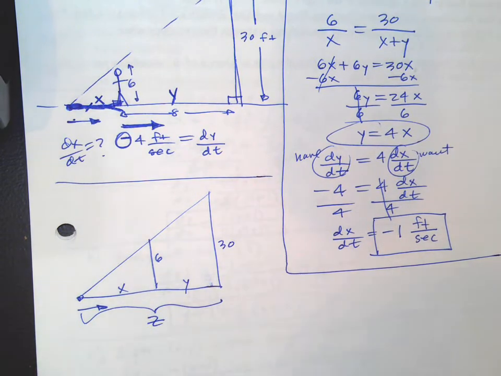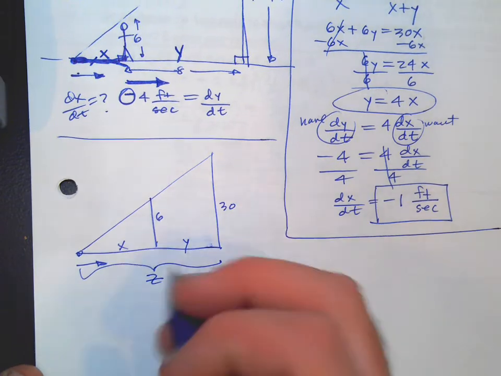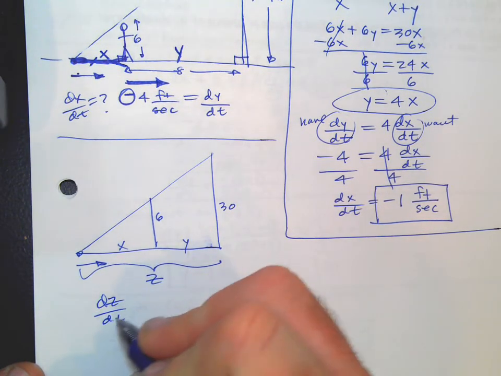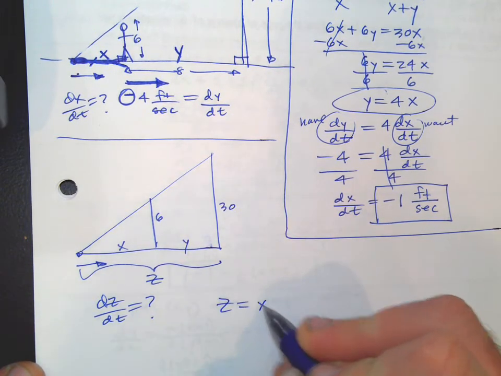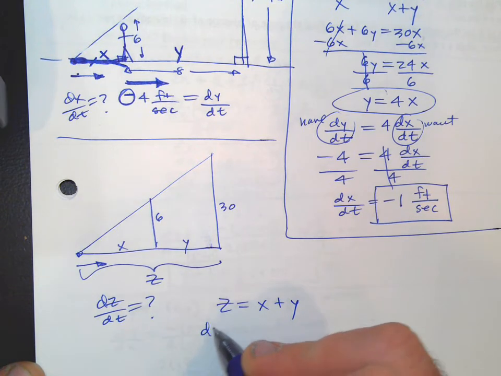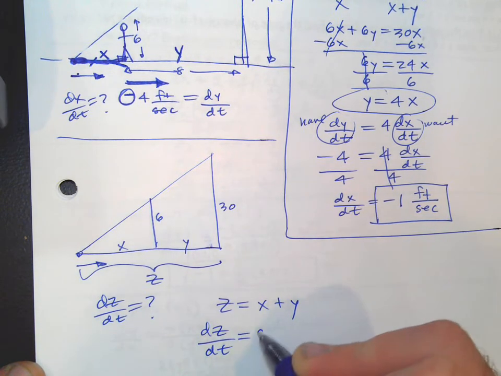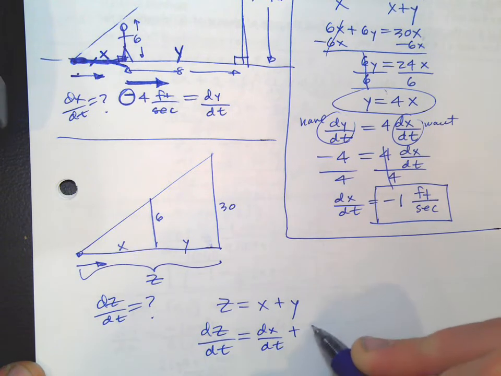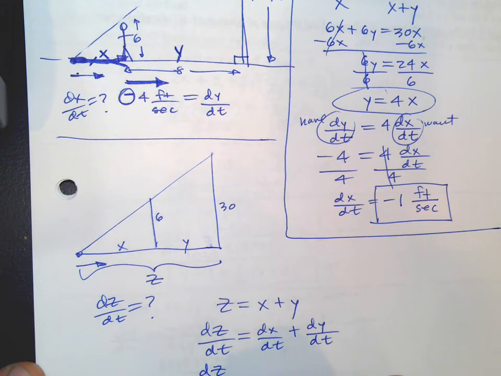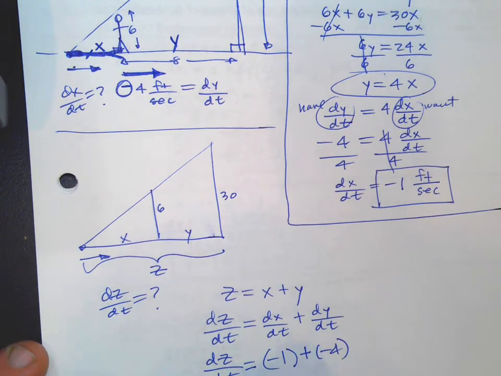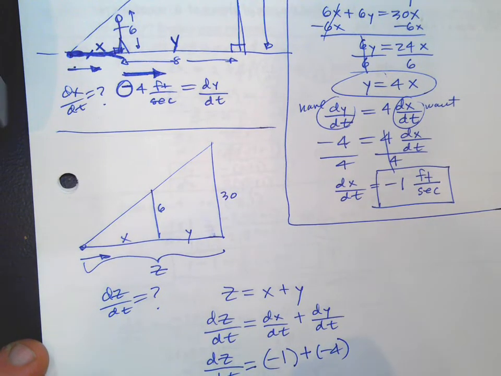So I'm going to create a new variable z. We're looking for dz/dt. And so how does z relate to x and y? So z equals x plus y. And so then if we do the derivative, dz/dt equals dx/dt plus dy/dt. And then we would use our answer and given information from before. So dx/dt is what we just found, -1, and dy/dt was -4. So dz/dt equals -5 feet per second.